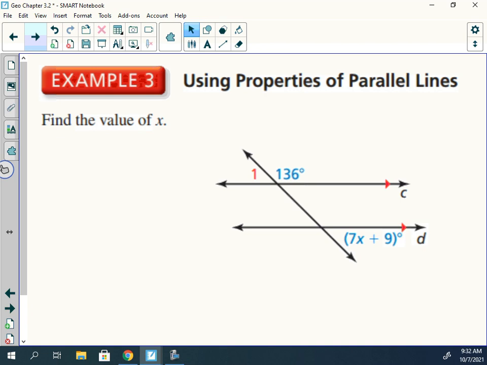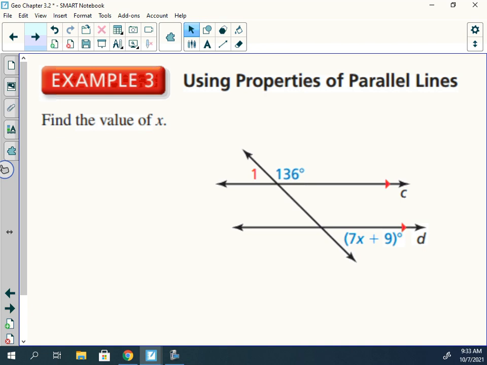Is 136 and 7x plus 9, are those alternate exterior angles? No, they're exterior, but they're not alternate. They're not on the opposite sides of the transversal. Now, are 136 and our 7x plus 9 corresponding angles? Because 136 is to the right and above, yes? And the other angle is to the right and above? Because the 7x plus 9 is below the other parallel line, yes? So they're not in the exact same position. So they're not corresponding. Are they alternate interior angles?